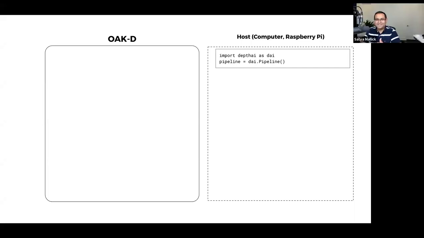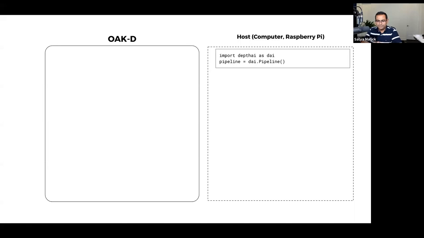Right. So now let's look at what's happening on the host. When I use the word host, it is your computer or a Raspberry Pi which is connected to your camera. And I may use the word device to mean the camera sometimes, OAK-D Lite, these are all devices. Your computer is the host.